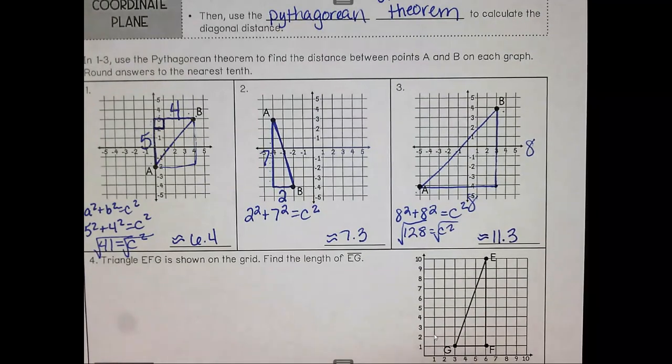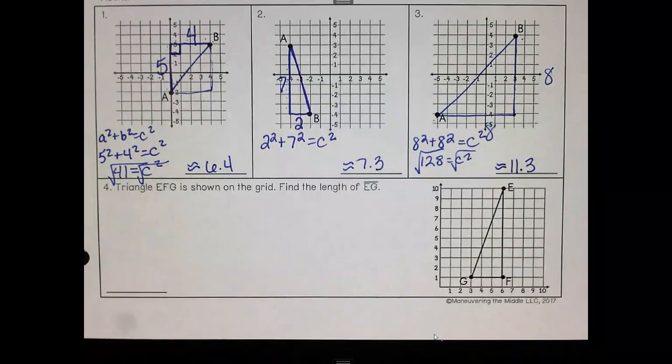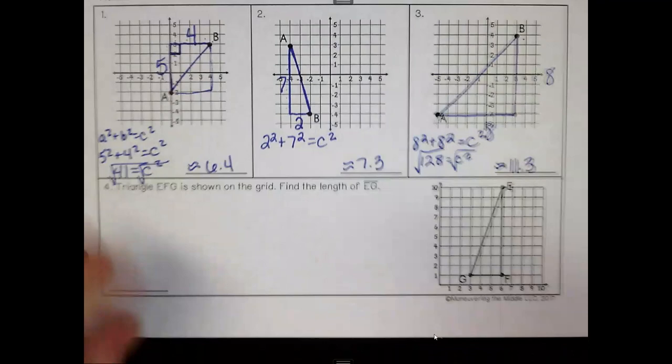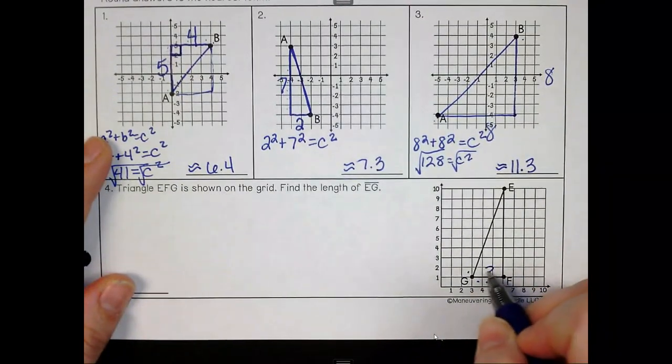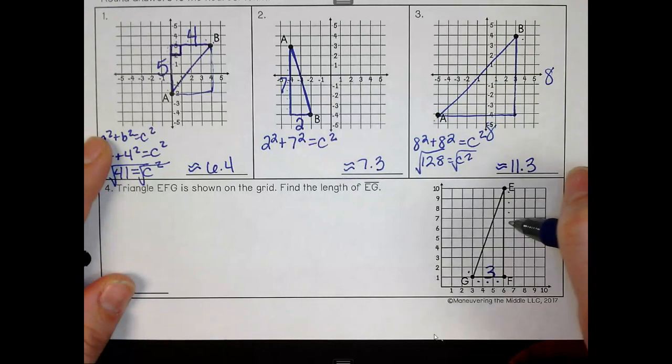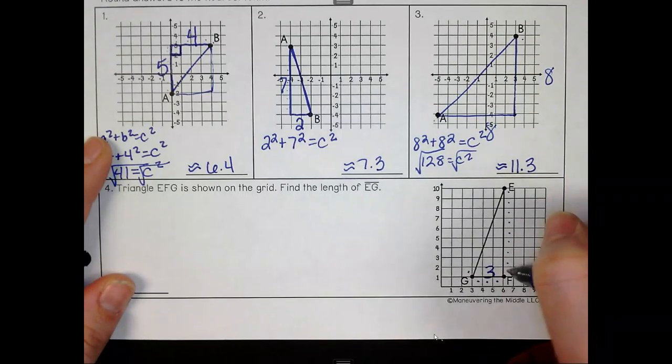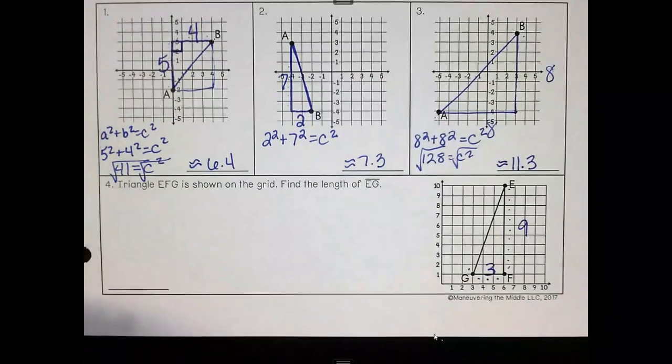Pretty much. Okay, so it says triangle EFG is shown on the grid. Find the length of EG. So it's the same thing. Okay, EG. So I need to know this is what? 3. This is? You can't count. Yes, you can. Oh, you meant up.